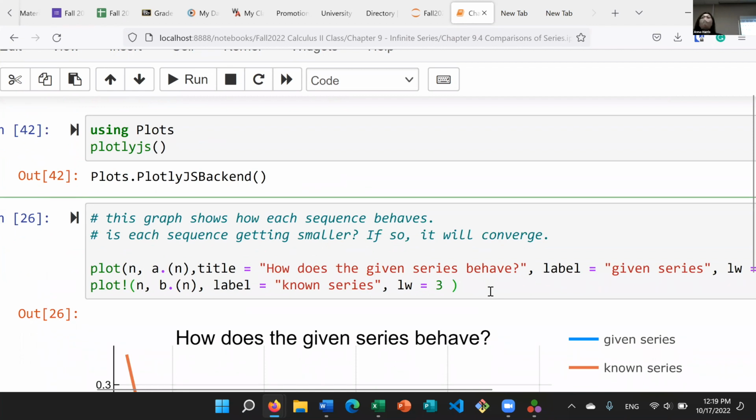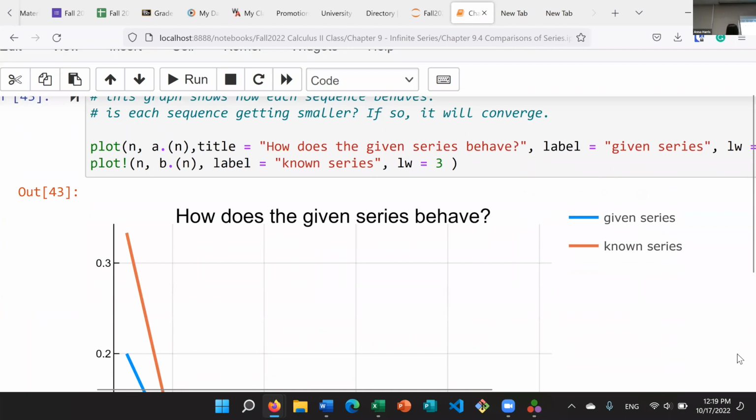The very first one, class, remember, you need to see how the sequence behaves. So I want you to plot a sub n. That's your given problem. b sub n is the one you came up with, the known series. So you plot it. Did you see the exclamation mark? What does that mean? I'm going to plot this and then plot on top of that, so I will see two plots. Okay, go and run that.